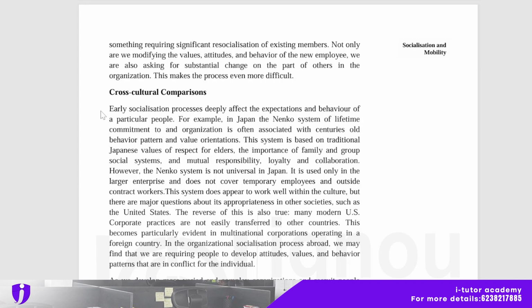However, the Nenko system is not universal in Japan. It is used only in the larger enterprises and does not cover temporary employees and outside contract workers. This system does appear to work well within the culture, but there are major questions about its appropriateness in other societies such as the United States.